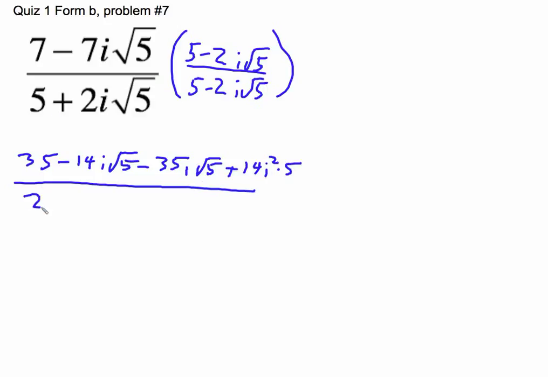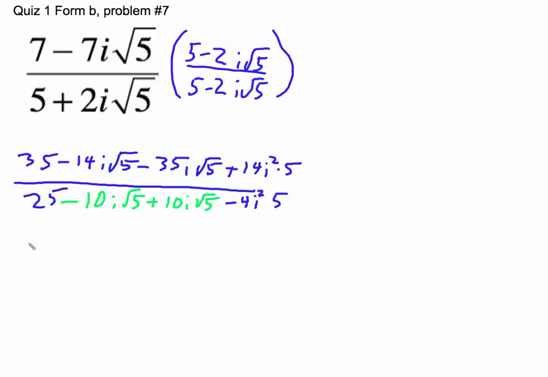Okay, denominator, 5 times 5 is 25. Then we'll do those two inner terms, minus 10i square root of 5 plus 10i square root of 5. And then the last term is going to be minus 4i squared times 5.